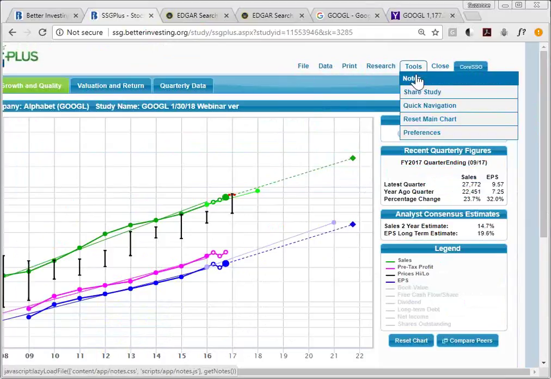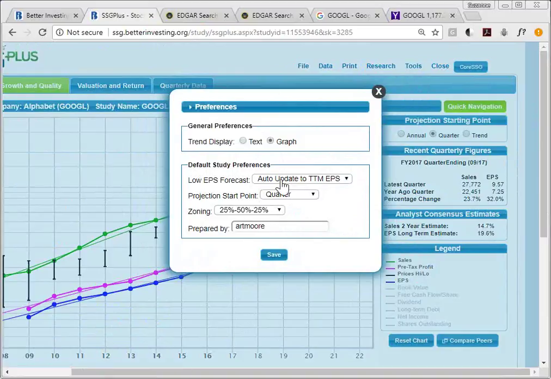Tools, the number one tool that I use here, well, I use preferences, I showed you that. One other preference I want to show you is projection line start point. It should default to quarter, but if it's not and you want every further study to be at quarter, please select that and then save it.